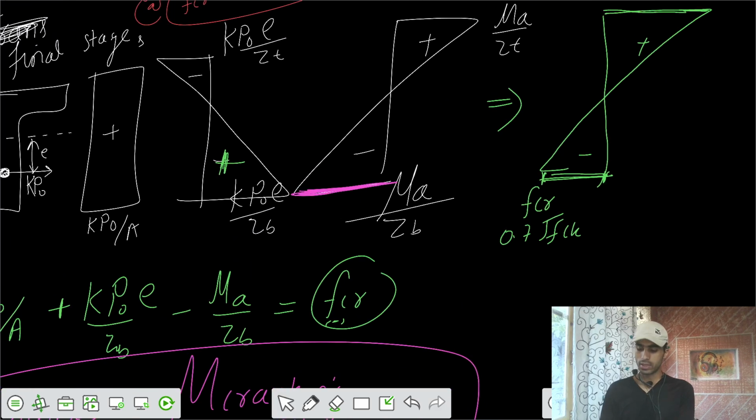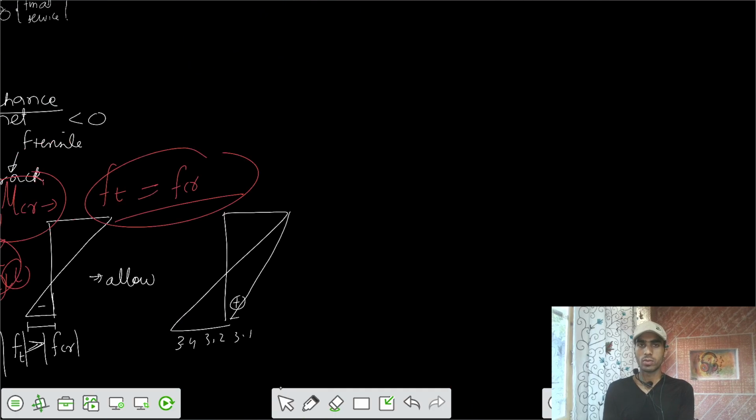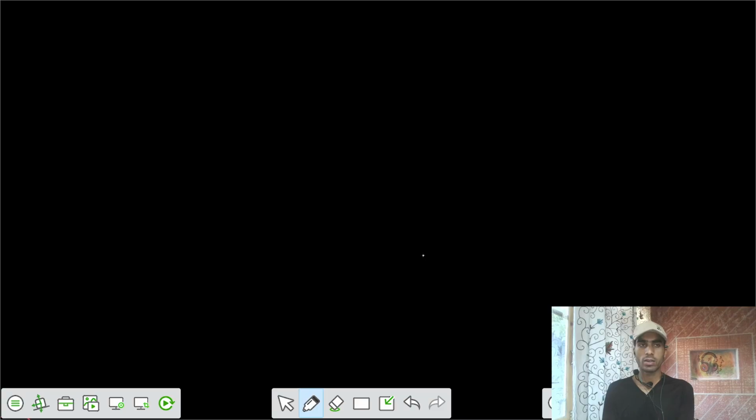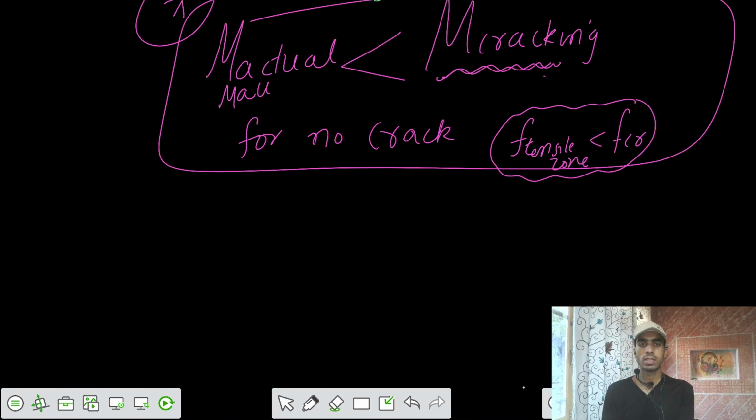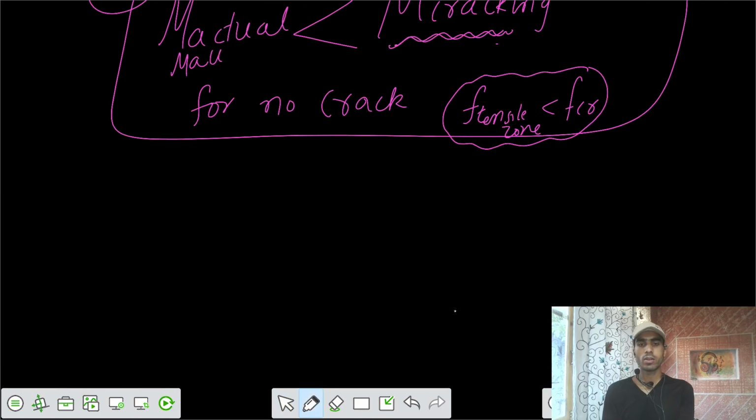So let's take a problem, where we have to find the factor of safety against cracking, and the concrete is M50 concrete. What is the factor of safety? We have not defined factor of safety yet; we can also call it the load factor.